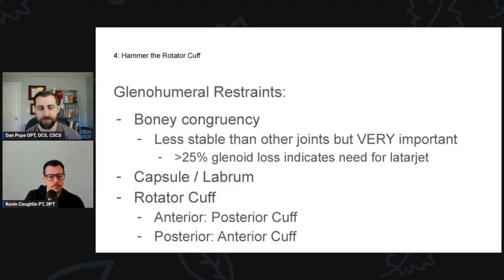Number 4, hammer the rotator cuff. So, Kevin, do you think the rotator cuff is important for the shoulder? No, I think isn't it like an accessory structure like your appendix? Yeah, it's like the platysma, used to serve a function, or like your appendix, right? Yeah. Don't really need it. I think it's slowly fading out of evolution. I don't think we need it much.